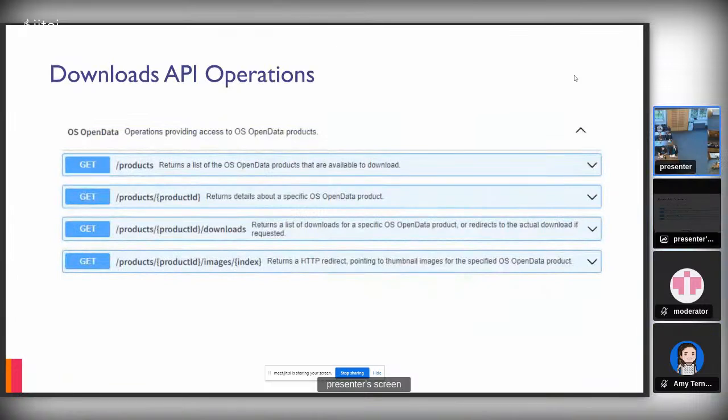So this is the Downloads API in terms of accessing open data and the operations that exist there. As I said, it's not a very technical thing. It is a very simple and straightforward process. We have a series of operations to look at the products that are available, and then also to obtain your download links for those products.